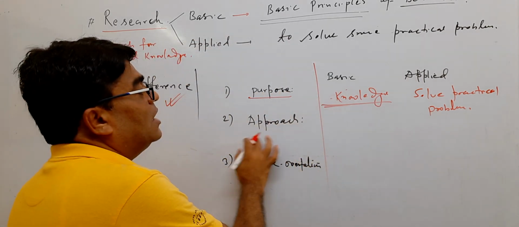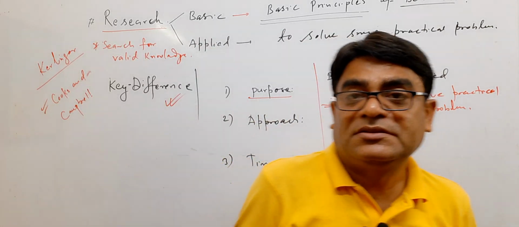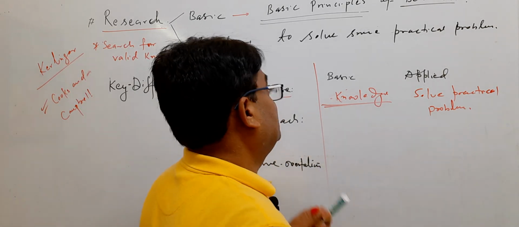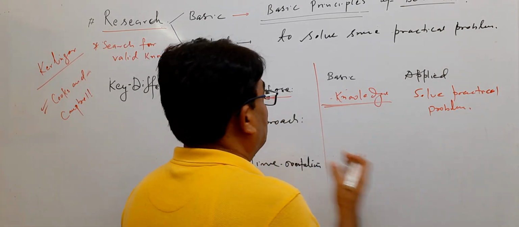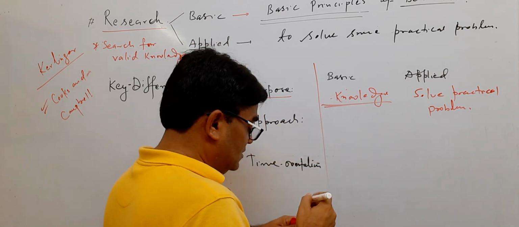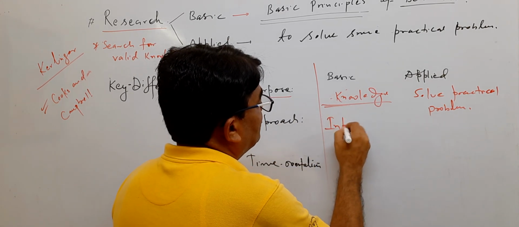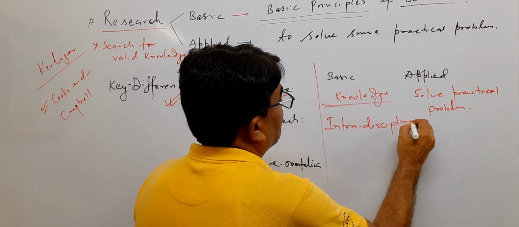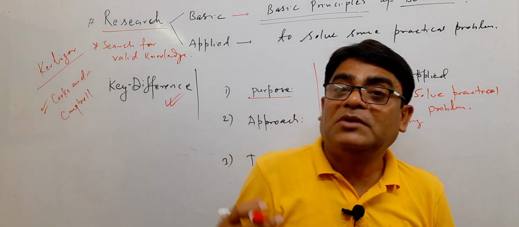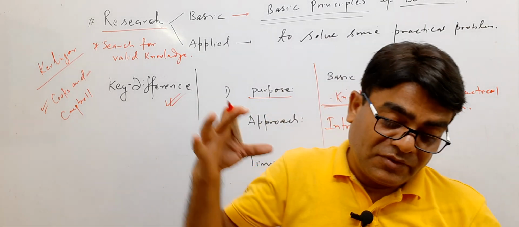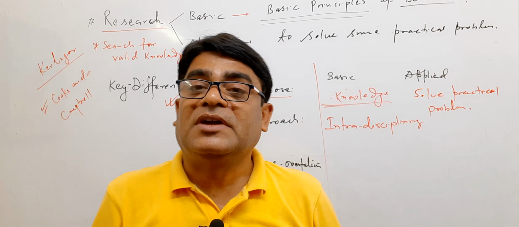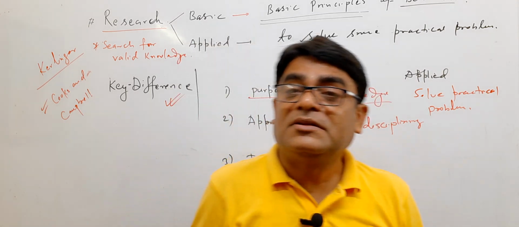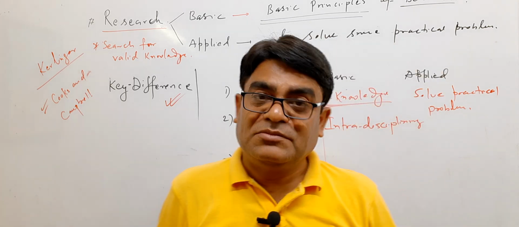Okay. So what is the approach? How do you approach things? See, when you take approach into account, the difference is that applied research is interdisciplinary. Suppose you are a student of psychology, you will be focused in the field of psychology, and in that also maybe you are conducting research on learning, some on perception.